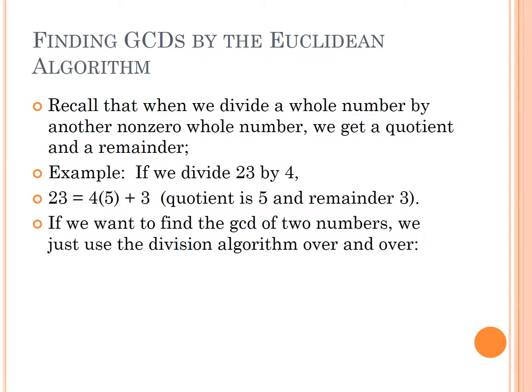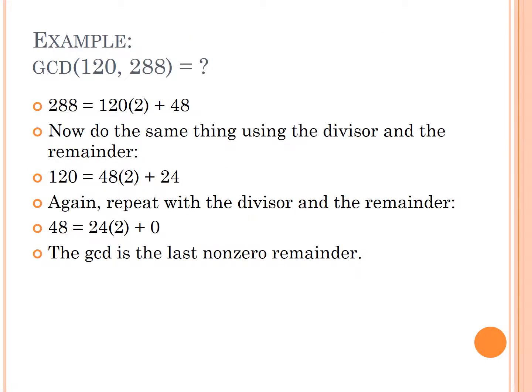All right, so what we're going to do is use this idea of the division algorithm over and over to find the GCD. Let's see how it goes. So I want to find the GCD of 120 and 288. So I start using this division algorithm.